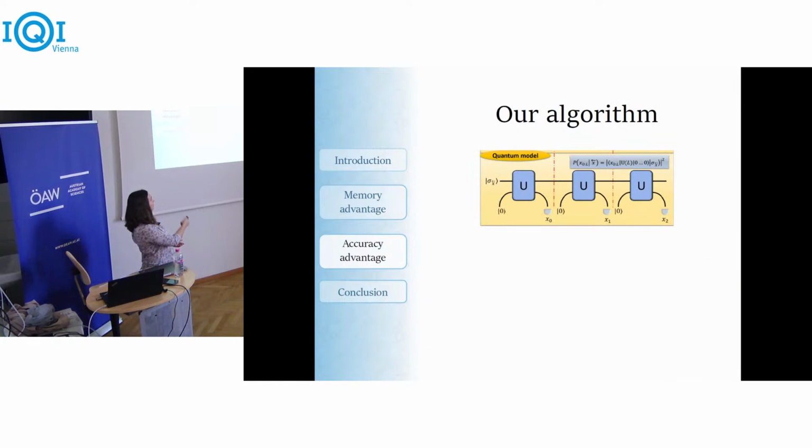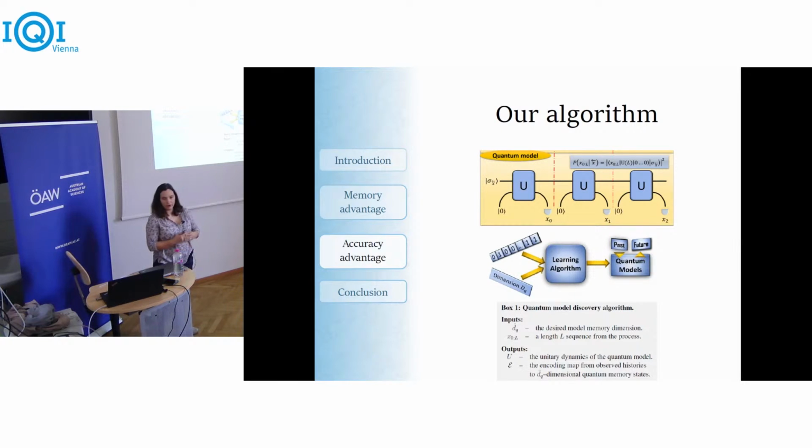Okay, so now you're already familiar with this sort of quantum simulator. It's the same sort of thing here. Our learning algorithm takes as input a sample of the output of the process, and we tell it what dimensional memory we allow. The output of this learning algorithm is then a quantum model, which can turn paths into futures.